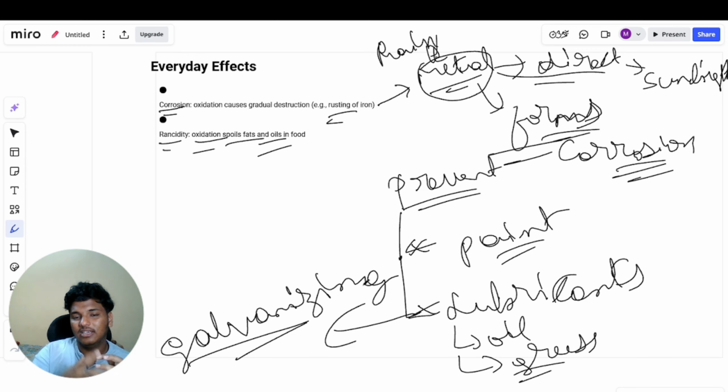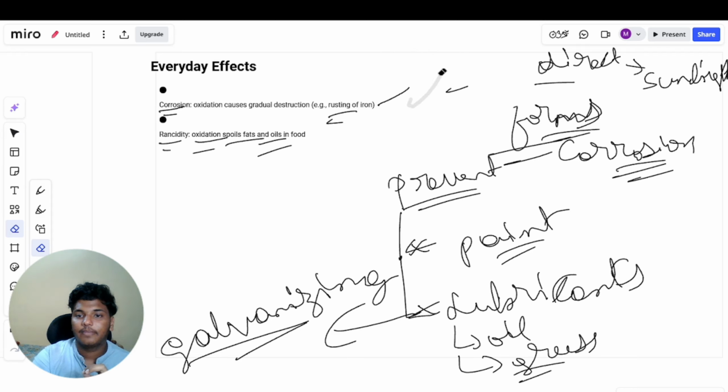So this coating of a desired metal on your choice of metal is known as galvanizing. So by galvanizing also, you can prevent corrosion. So these are the methods by which you can actually prevent corrosion.